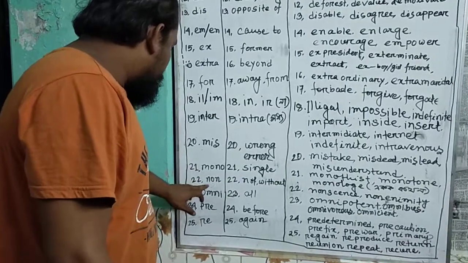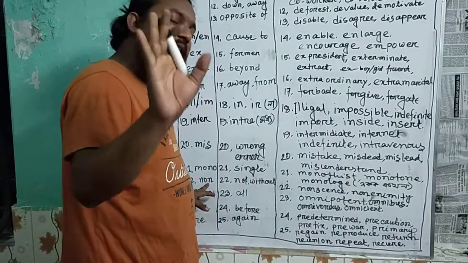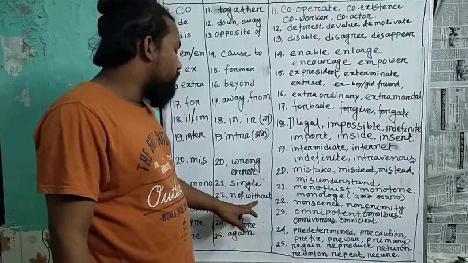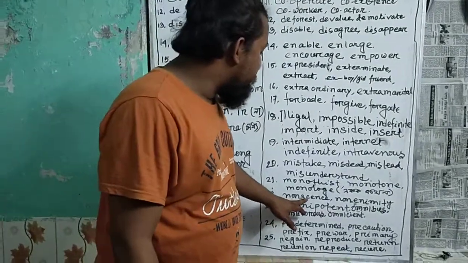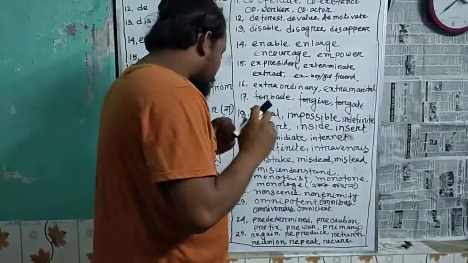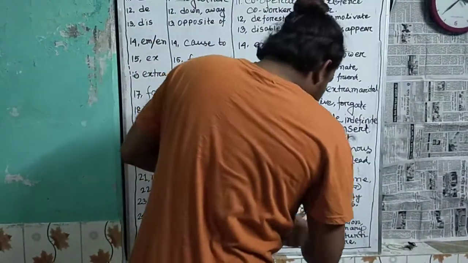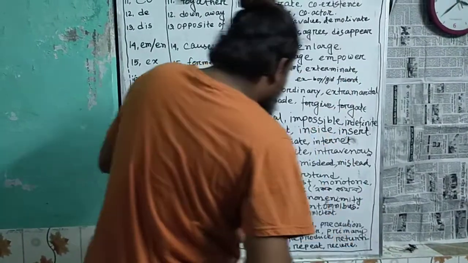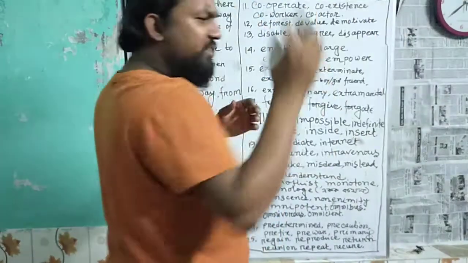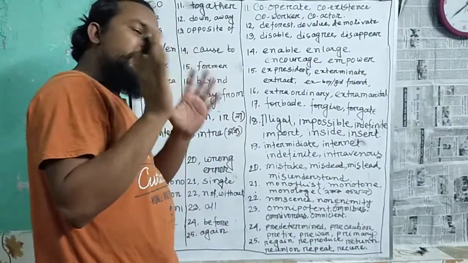Number 22, non. You know well that the meaning of non is not and without. The example, nonsense. You know well the meaning of this nonsense. And the next is non-enmity. Okay, here there are so many examples, so you know the best ones.